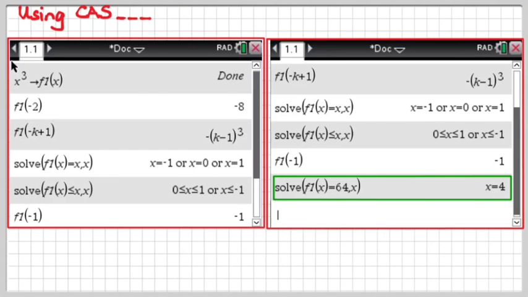Let's have a look at something else. Now I just put this second dump on here. It's got the same sort of thing, except I've scrolled down a little bit, and this was the item which wasn't showing on the previous screen. That's the pre-image. So solve when f1 of x equals 64 for x, x equals 4. Pretty marvellous, huh? Get to use the calculator very fluently. It has to be like an extension of your brain. If it isn't, you're in a lot of trouble.